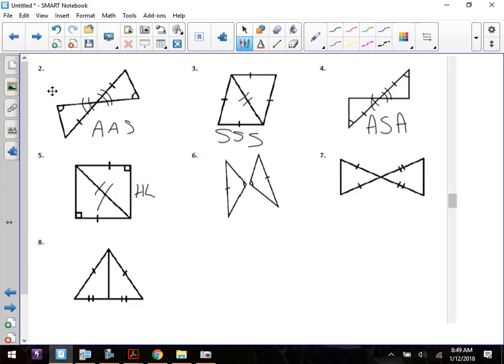About 7, though. This inverted triangle gives you vertical angles. And then last but not least, you have a reflexive side, which gives you side, side, side. Being able to identify from the diagrams too.